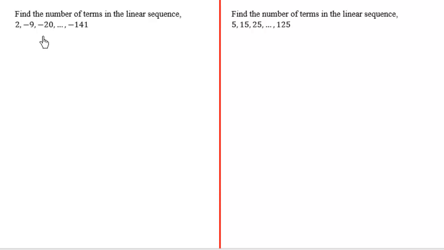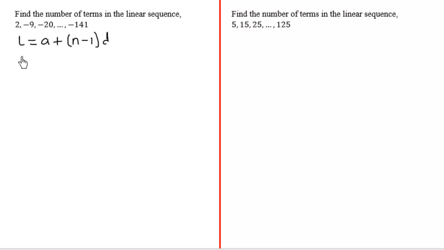So if we want to find the number of terms in a given linear sequence, we use this formula. The last term is equal to the first term plus the number of terms minus 1 multiplied by d, or the common difference. So L is the last term, A is the first term, n is the number of terms, and then D is the common difference.